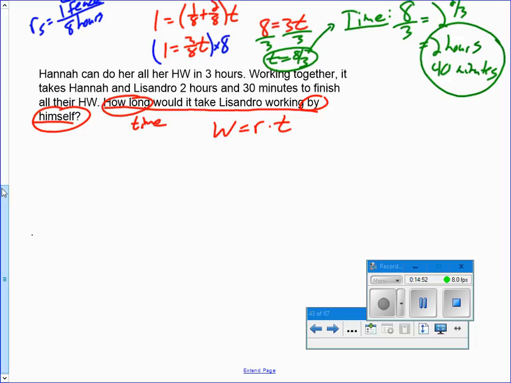But in this case, we're going to have to actually split this into two equations. One's going to be the together equation, and the other one be an equation just for Lysandro. So together equation, we're going to do the same thing we did for first thing, what are they doing? They're doing homework. How much homework are they doing? Just one. One assignment of homework.